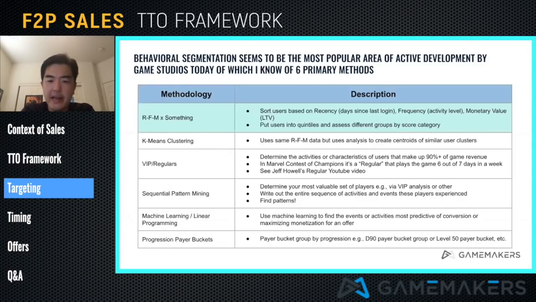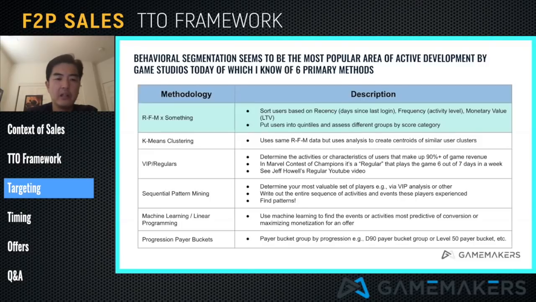Machine learning, which has been increasingly being used. This is an area that I kind of rely on data scientists for, but when they talk about whether it's random forest or genetic algorithms or things like that, these are approaches that are being used increasingly and seem to be having a lot of good performance. And finally is something that I call progression pair buckets, which is basically looking at your pair bucket groups by progression. So like a D90 pair bucket group, or whatever progression you want to use, whether it's days or levels or sessions, and then seeing how your pair buckets kind of split out based upon that progression.